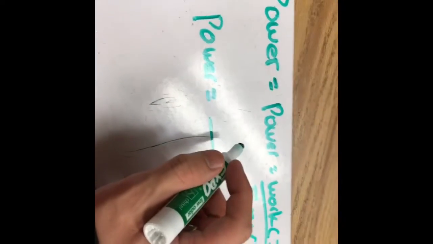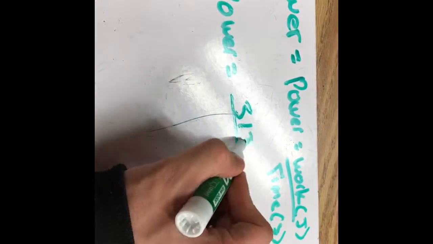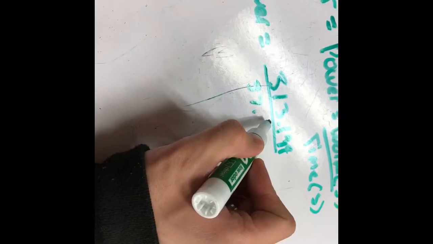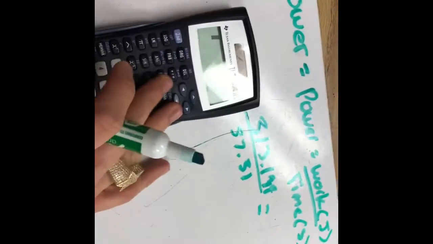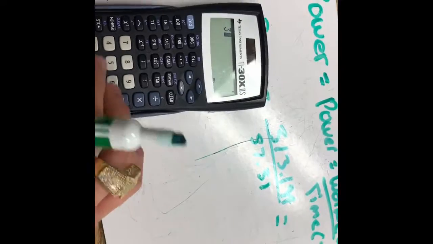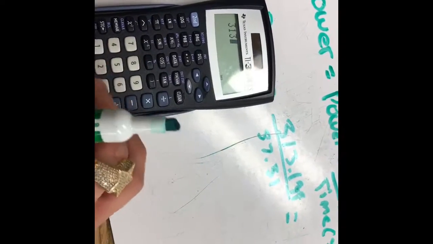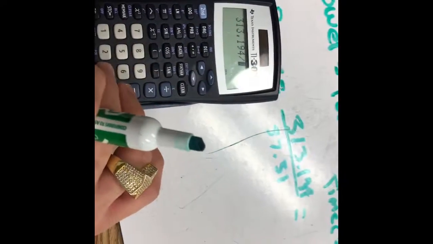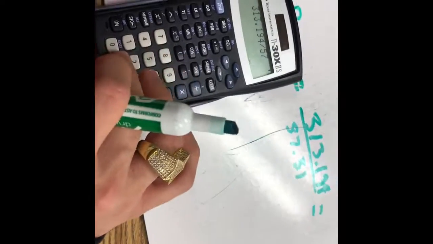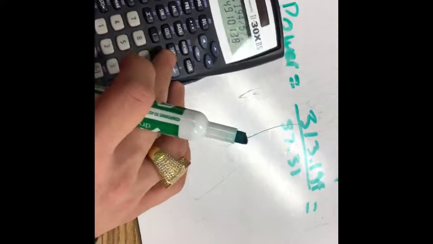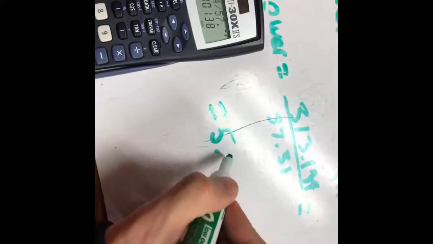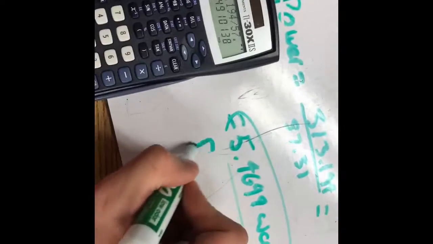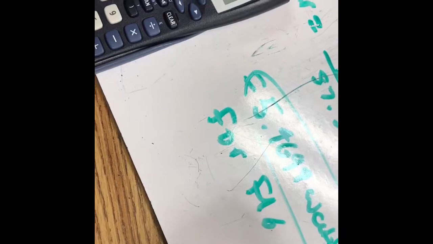And the work for the F-16 fighter is 313.194 joules. And the time for the F-16 fighter is 57.31 seconds. And what I'm going to do in the calculator is put 313.194 divided by 57.31. And I got 5.4649 watts. And that's for the F-16 fighter.